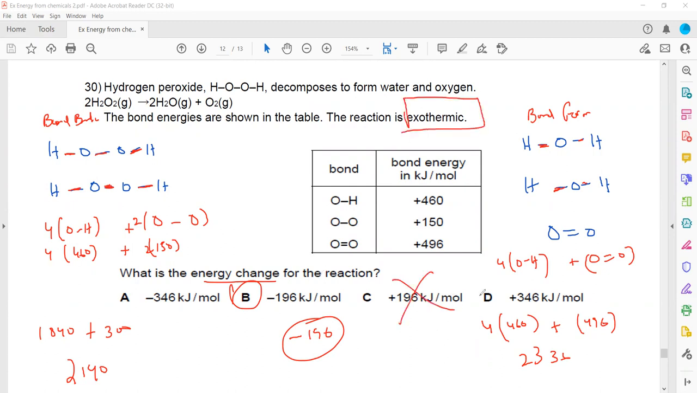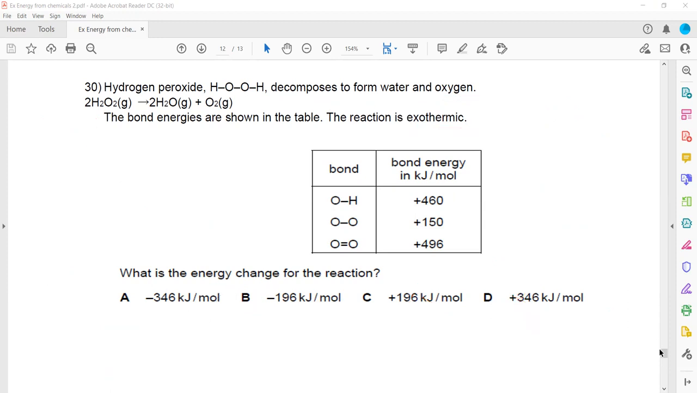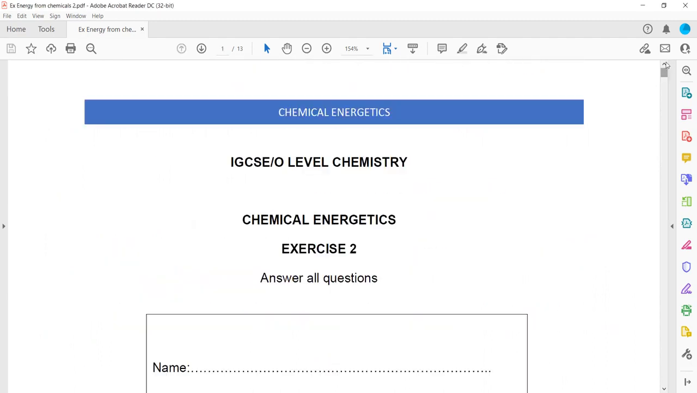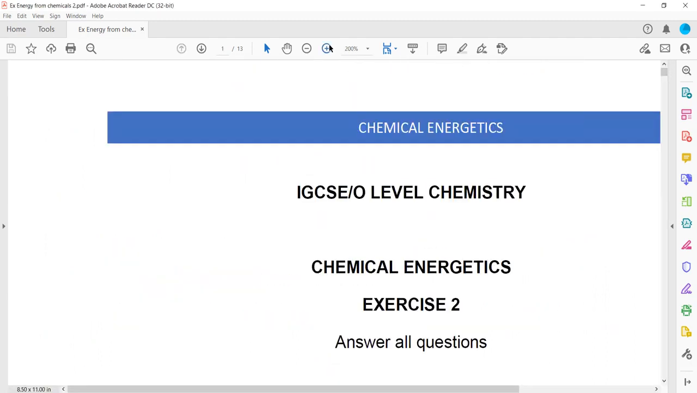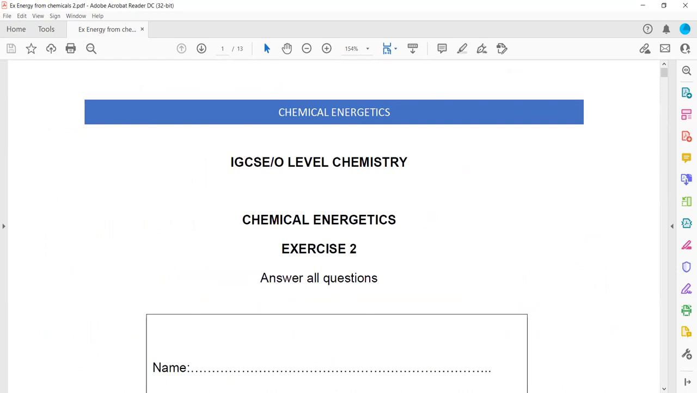And as they mentioned, exothermic, so C and D cannot be the answer because they are positive. So it can be A or B. So that's why, when we calculate, B is the right answer. So these are some questions related to chemical energetics. The next session will discuss more questions related to the topic.